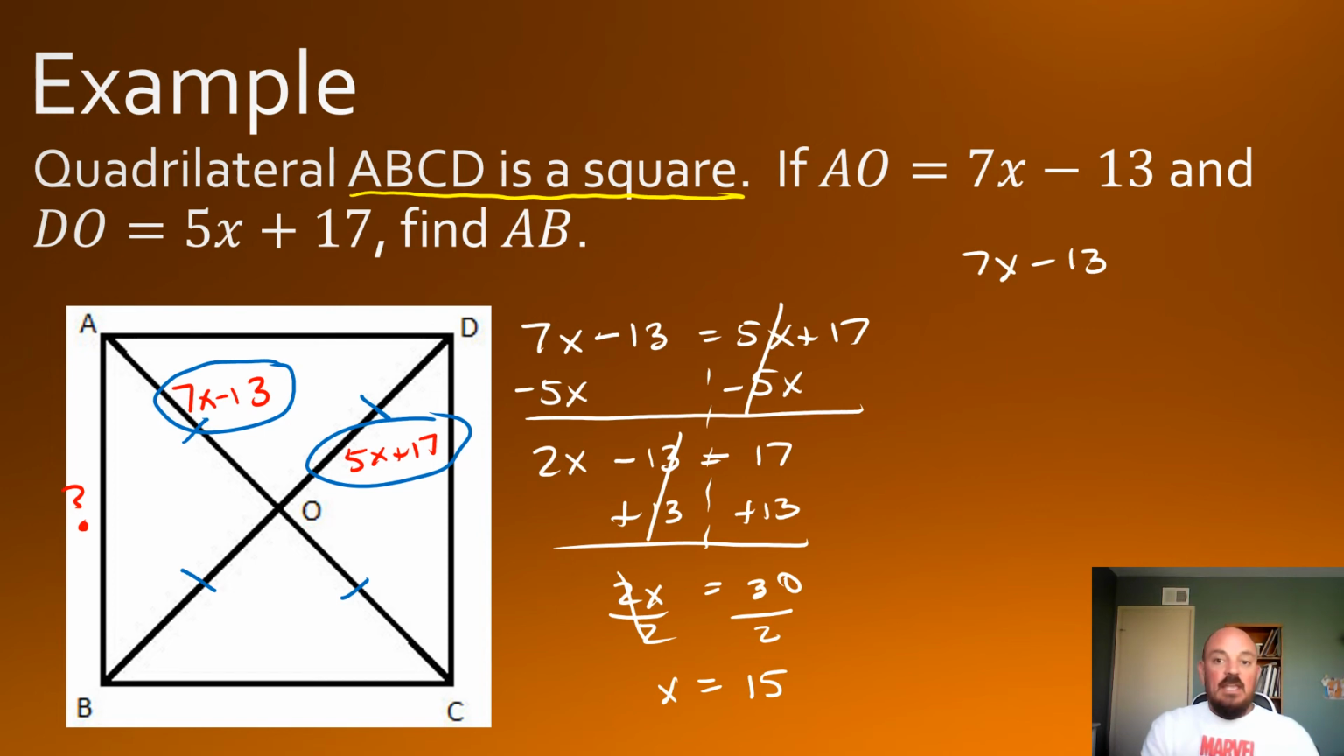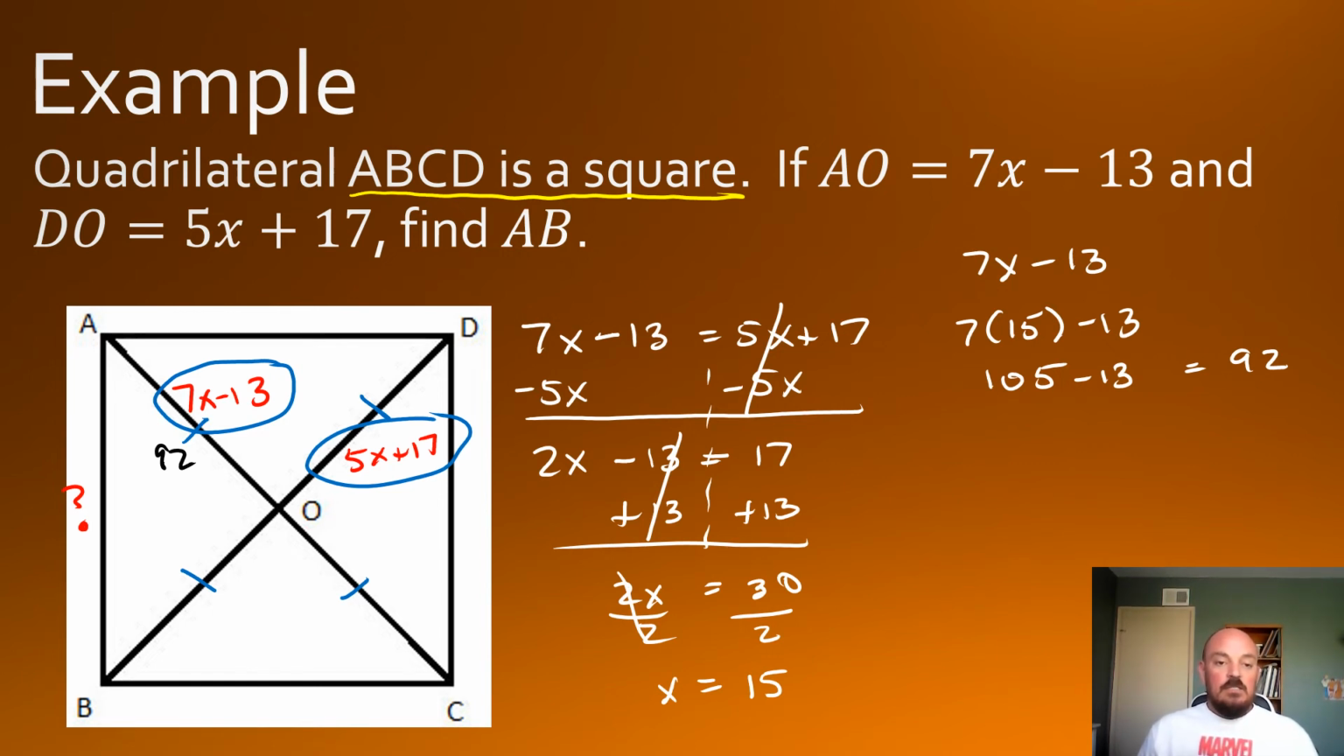And I'm going to plug in my answer, which was 15 for x. So I have 7 times 15 minus 13. 7 times 15 would be 105, and 105 minus 13 would be 92. So I just figured out the length of this one right here is 92.